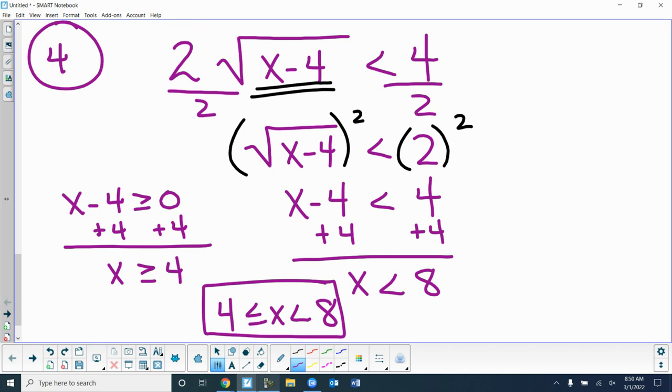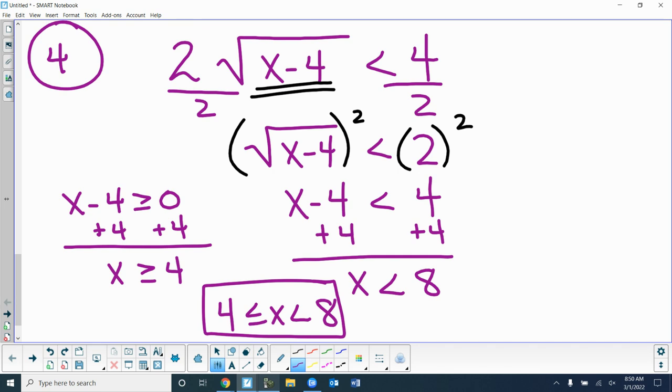What's the square root of 0? 0. That's okay under a radical, right? But you can't have a negative, so that's why we can say it's greater than or equal to. All right, so you'll always use that greater than or equal to symbol for a square root or a fourth root stuff. Okay.